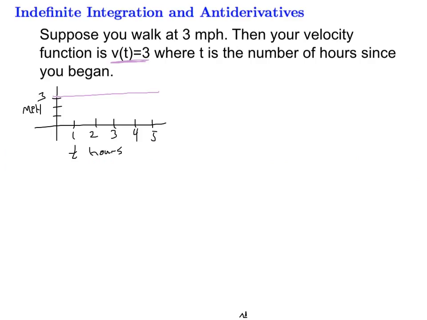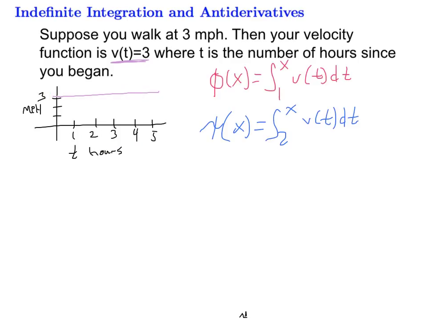So let's look at an example to see what we've been talking about here. Suppose you decide to go for a walk and you walk at 3 miles an hour. Then your velocity function is v of t equals 3, where t is the number of hours since you began. And so we've got our graph here. We see that no matter what time it is, you're always walking at 3 miles per hour.